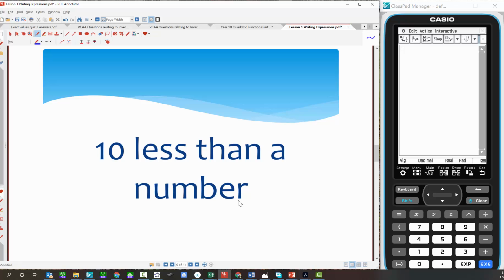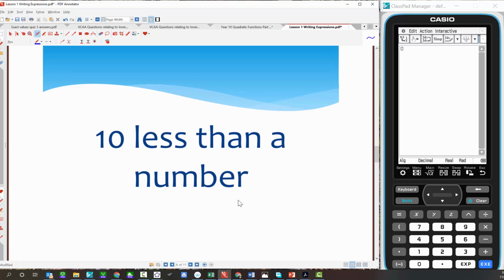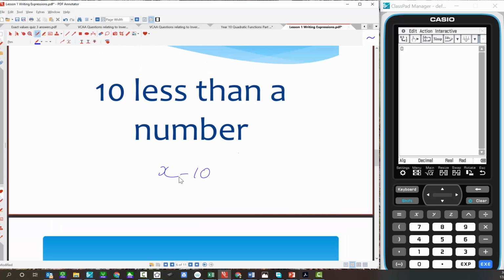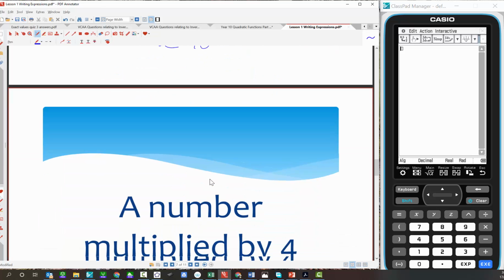10 less than a number, okay? So what we're going to do is start with a number, let's call it x, and do 10 less than it. So x take 10 is 10 less than a number. X take 10, right? So that's our expression there. And again, we can't simplify that. That is the best we can write the answer, x take 10, until they tell us what the number actually is. We can't actually answer this problem better than just writing x take 10.